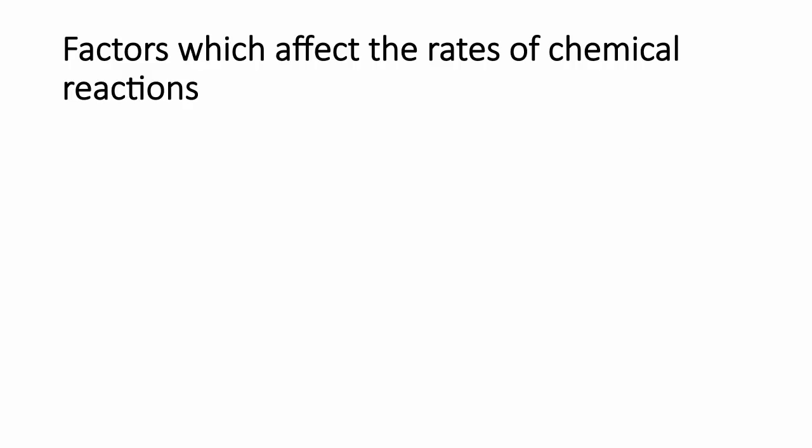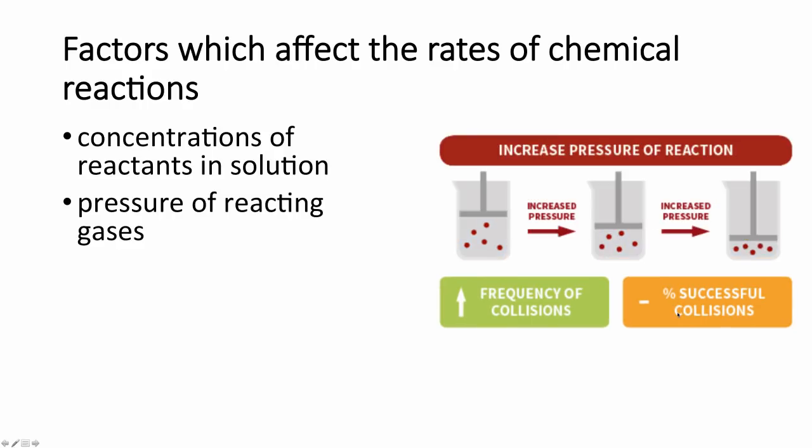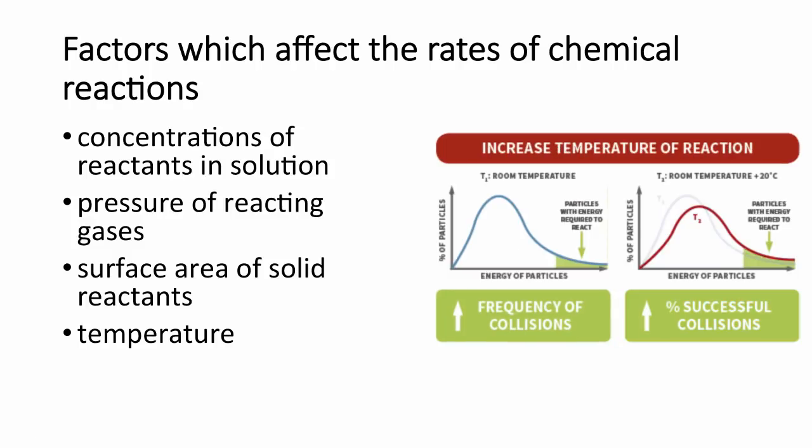Factors which affect the rates of a chemical reaction. Concentration. An increase in concentration increases the frequency of collisions and therefore the percentage of successful collisions. Pressure. Increase of pressure increases the frequency of collisions and therefore increases the percentage of successful collisions.